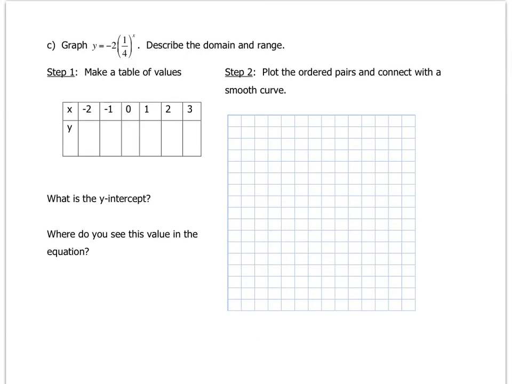Okay, so I'm not going to show the work for letter C, graph y equals -2 times 1/4 to the x. I'm just going to put the numbers in the chart. So pause the video, just see if you can fill in your chart, and then pick up with me. Okay, so there's my table. Hopefully you got them all correct. And now we have to plot.